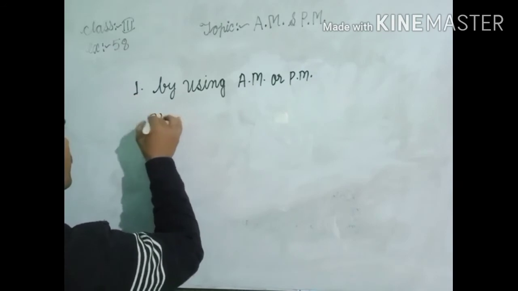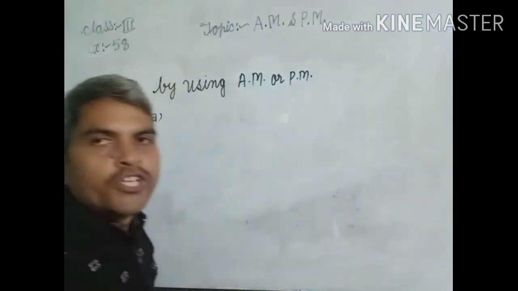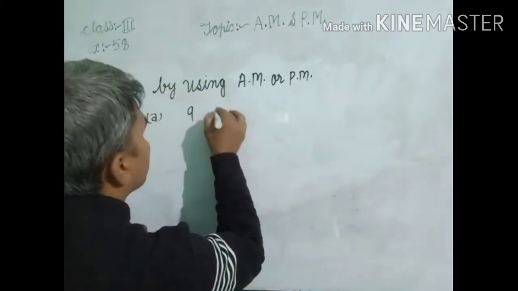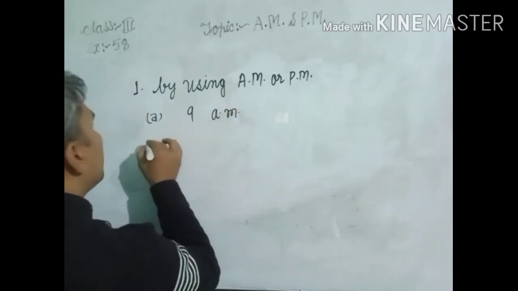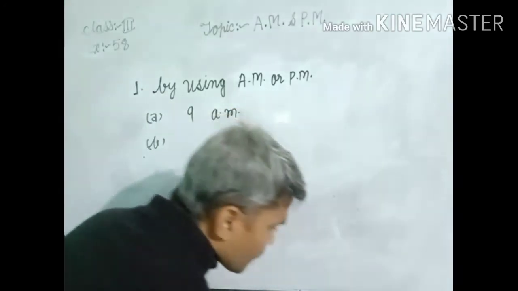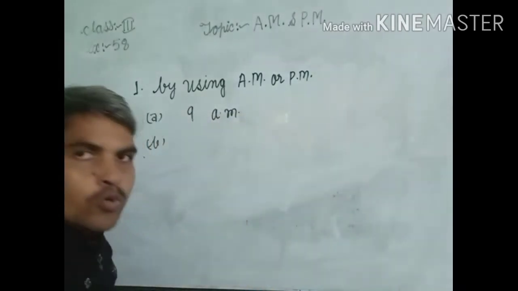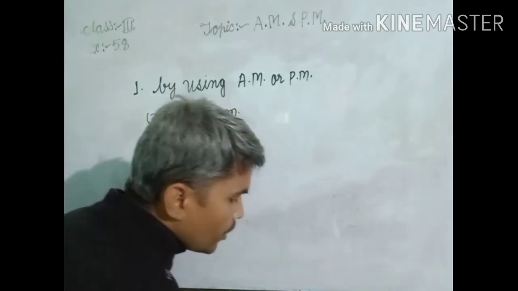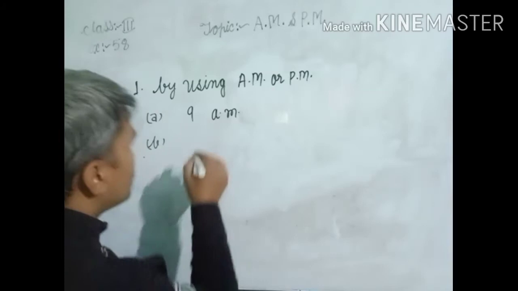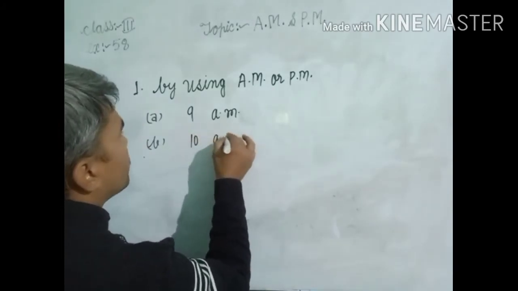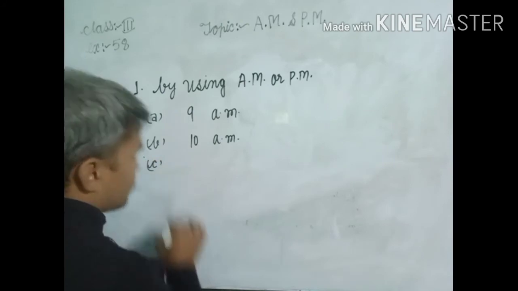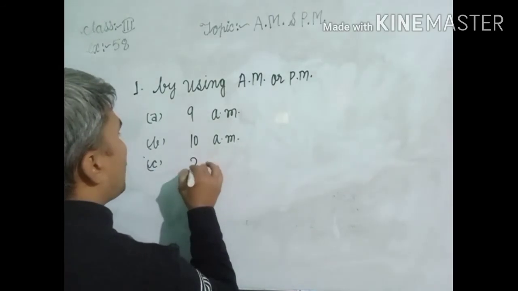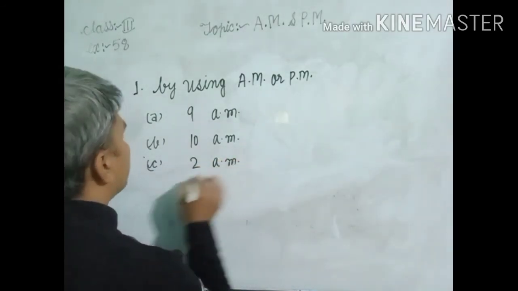A, 9 o'clock in the morning, that means 9 a.m. B, 10 o'clock before noon, that means 10 a.m. C, 2 o'clock at night, that means 2 a.m.